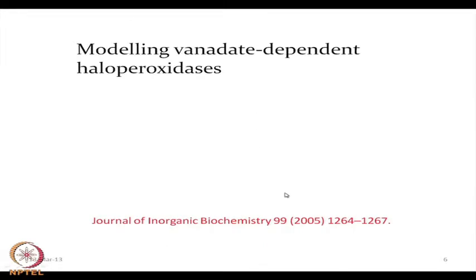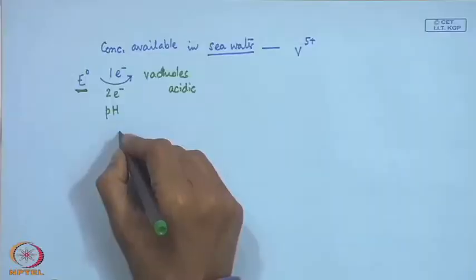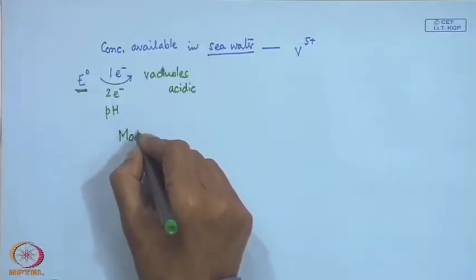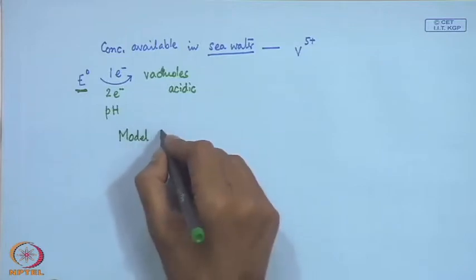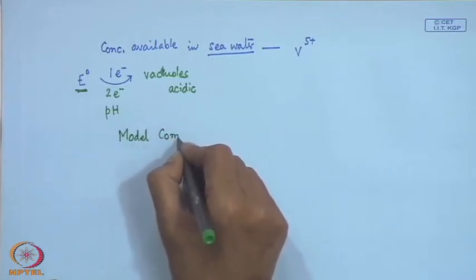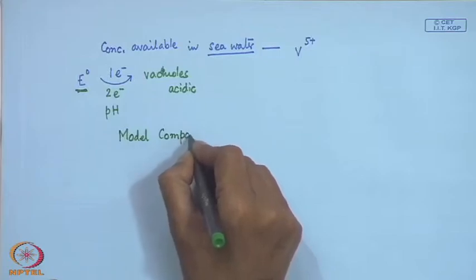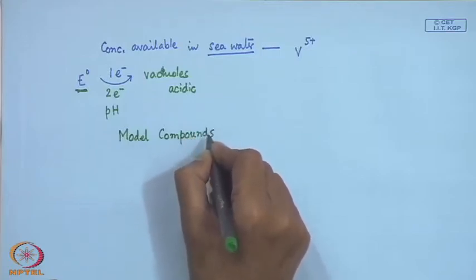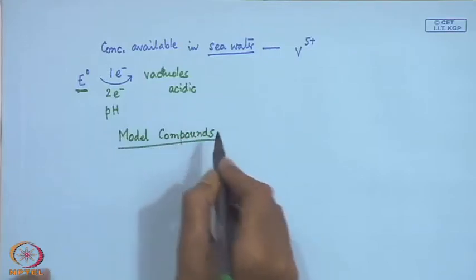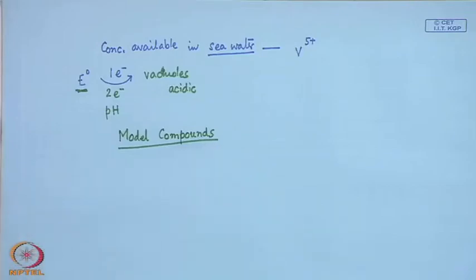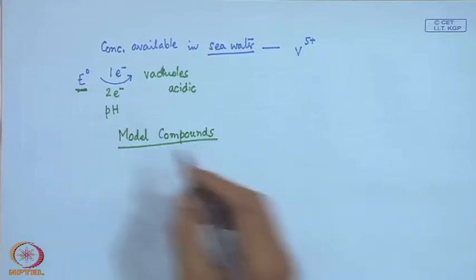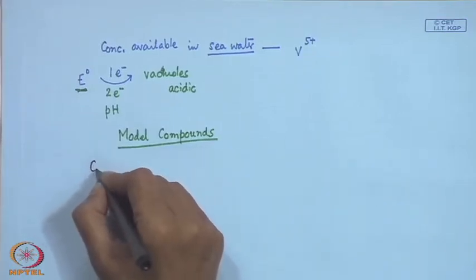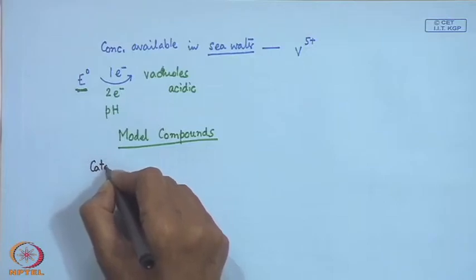So, in the next part, what we will see is how the model compounds can be prepared, to see their corresponding activity, what we see in the biological system. That means how the model compounds take part in the catalysis reaction.